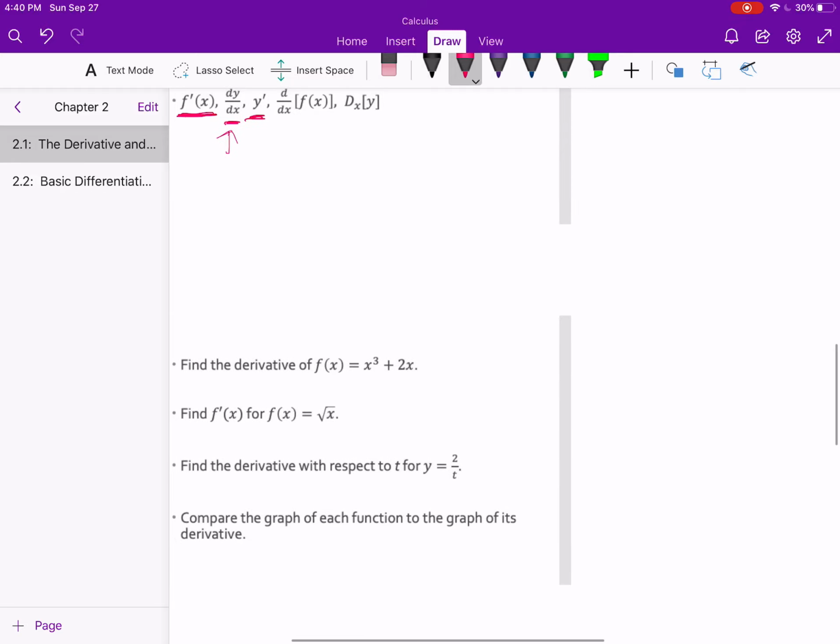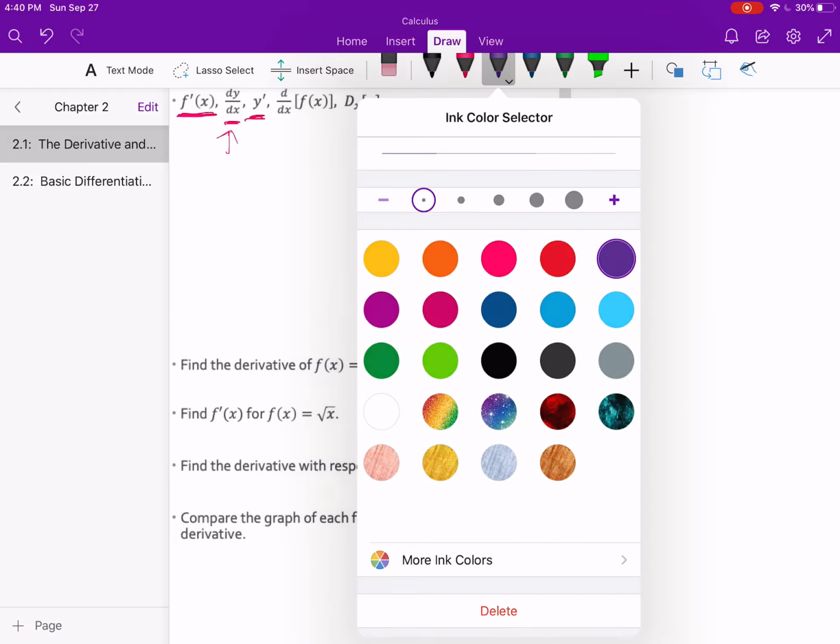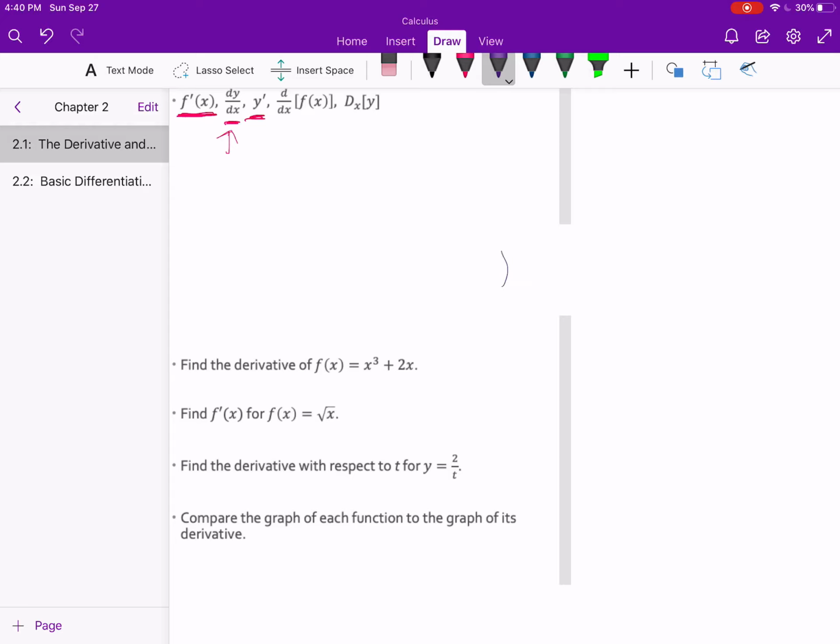So we're going to use that limit definition again. We're going to take the limit as h approaches 0 of f of x plus h minus f of x. So (x plus h) cubed plus 2 times (x plus h), minus (x cubed plus 2x). Make sure that goes in parentheses because we're subtracting it, all over h.